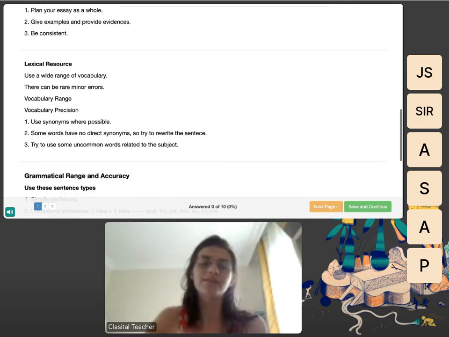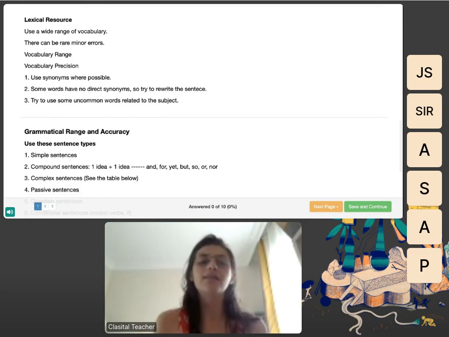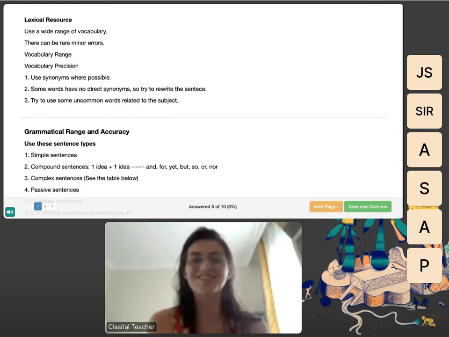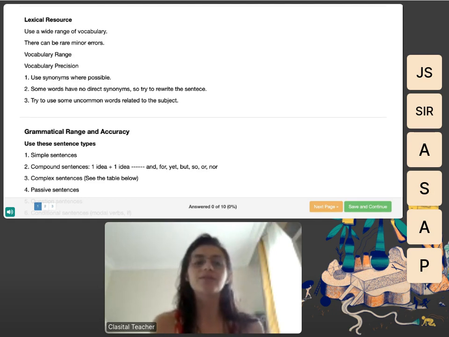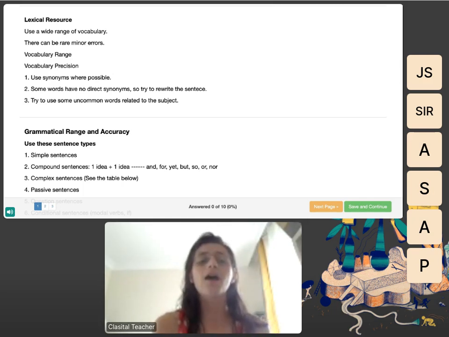And the third criteria is lexical resource. As we've said, this is just a fancy way of saying vocabulary. And to get a good band score in this part, you need to use a wide range of vocabulary. So you need to show the examiner that you know a lot of academic, different, various words, and that you can use them correctly.